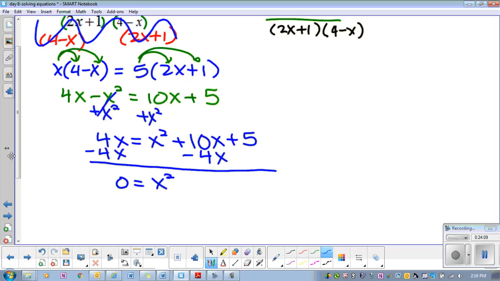And then let's make it equal to 0. So 0 equals x squared plus 6x plus 5.